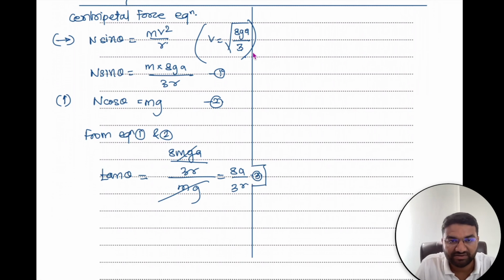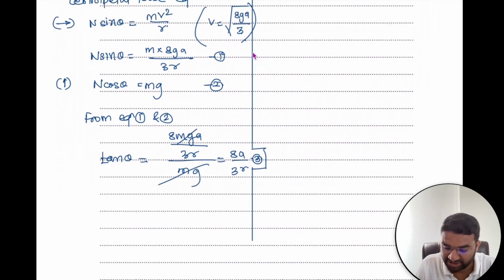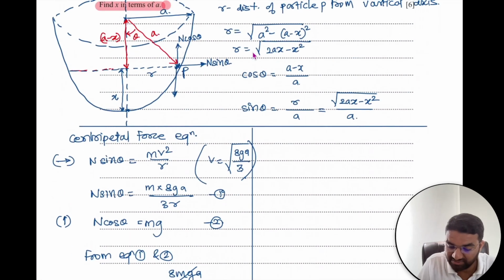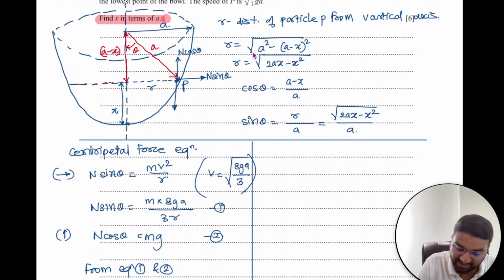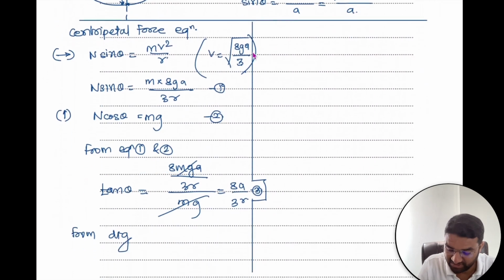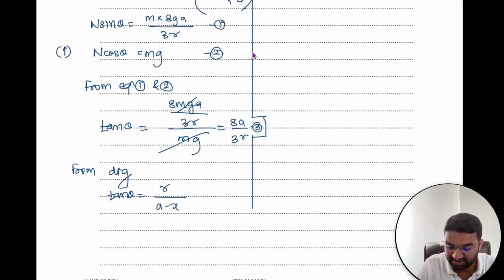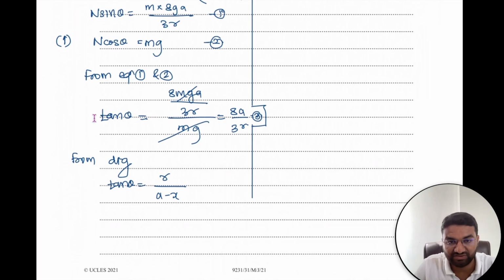All right. So from the diagram, if you look at this one, this is tan theta. What we can take is tan theta is opposite r over a minus x. So here you can write tan theta is equal to r upon a minus x. All right, and you can compare these two.